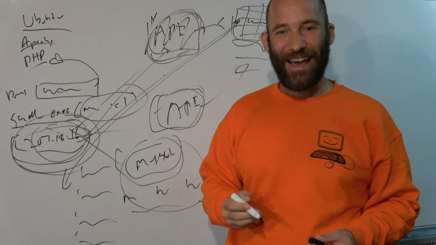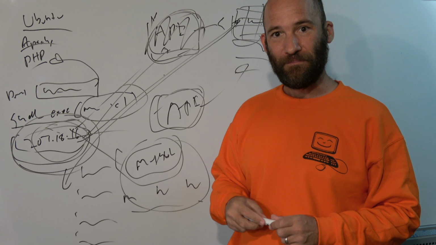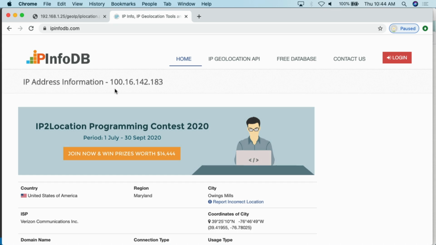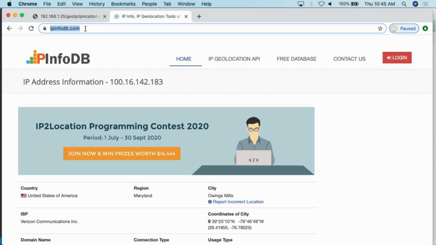So let's go over and actually take a look at the code itself. So here we are back at my demonstration computer, and for today what we're using for the API is IPinfoDB.com. So this is an API service. It is free, and seems to work reasonably well.